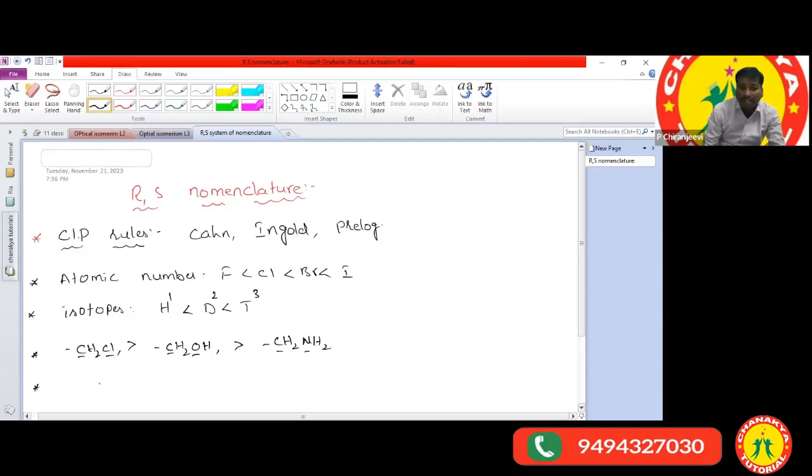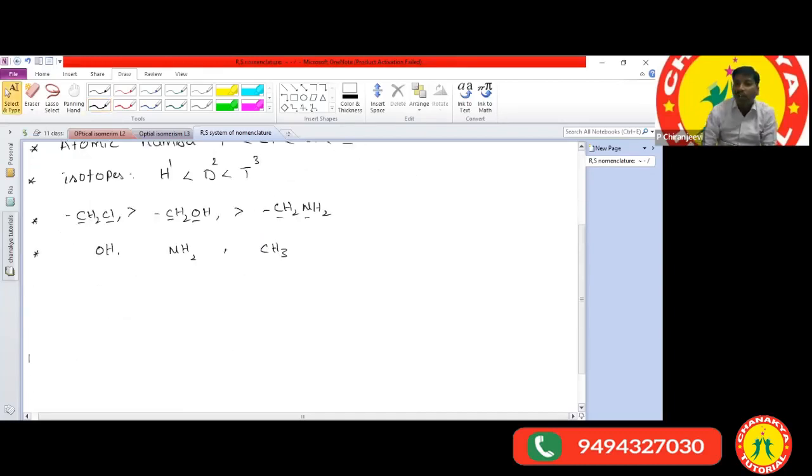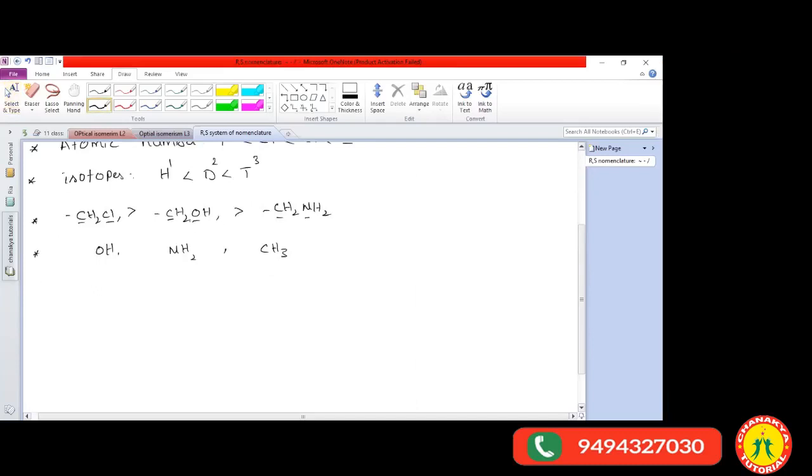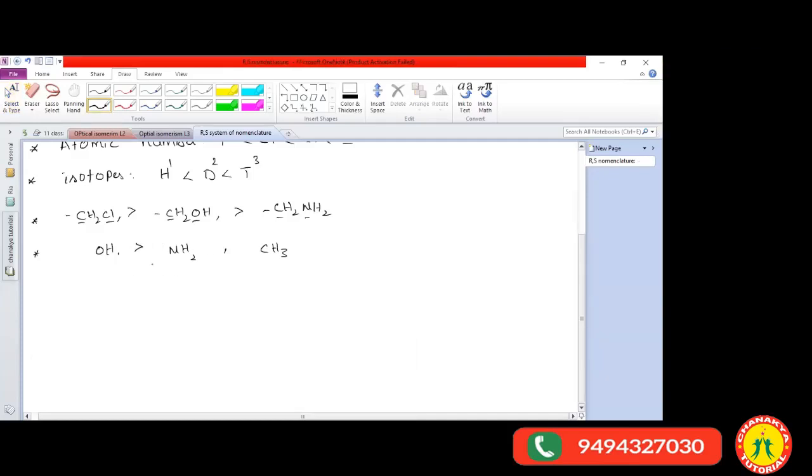For example, if it is attached with the OH group, and if it is attached with the NH2 group, and if it is attached with the CH3 group, in these three, for which one can we give the first priority? Samita? The carbon is attached with OH or NH2 and CH3. Out of these three, for which one can we give the first priority? Sir, for OH. Very good, ma'am. So why are you giving OH as the first priority, Samita? Oxygen has a higher atomic number compared to the others. Very good, ma'am.